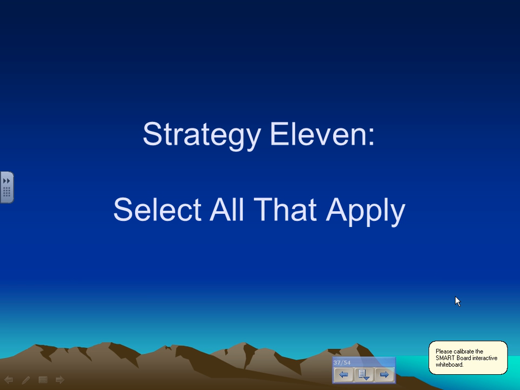Select all that apply. You all love that. And the problem with select all that apply is you don't get partial credit. It's an all or nothing. You either select all that apply, and if you miss one or you add one, the question is wrong.